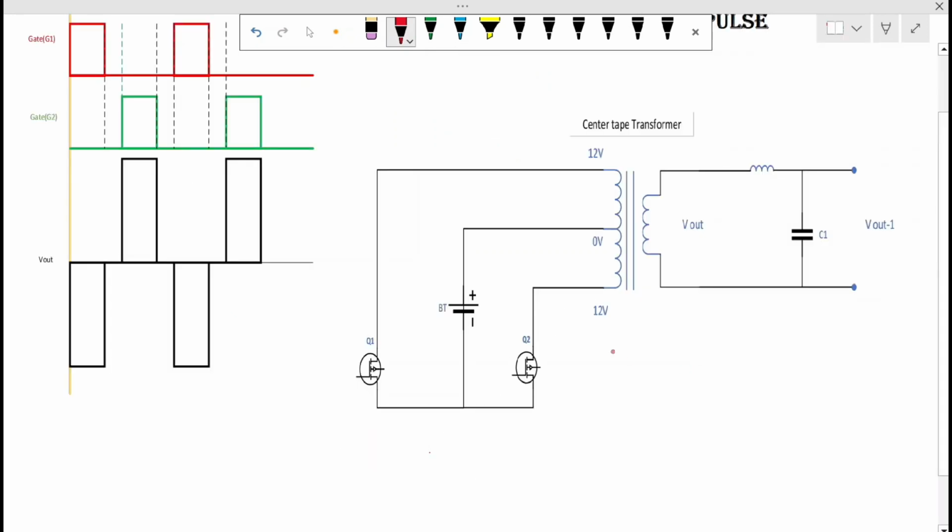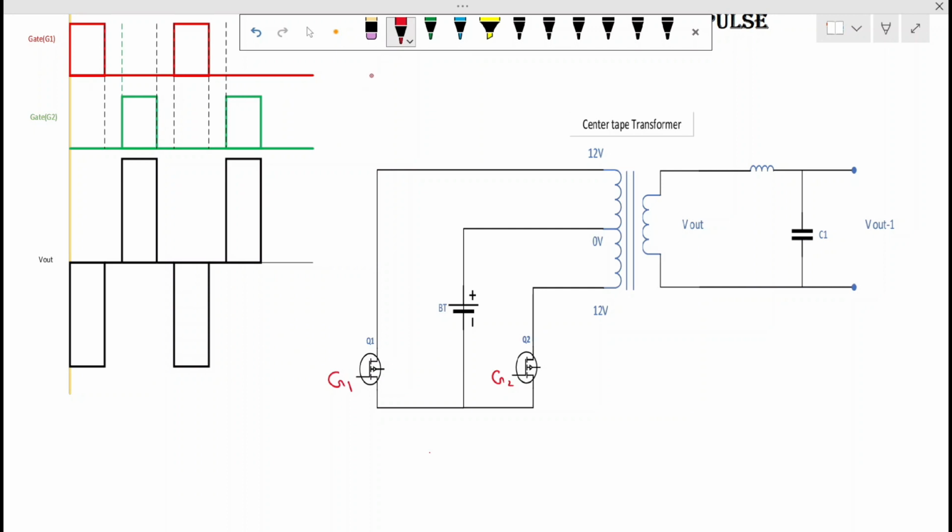So here the complementary pulses are G1, G2. As we previously discussed, this is the G1 and this is the G2. We have to give it. Complementary pulse is nothing but when G1 is on, that time G2 is 0. You can see it here. When G1 is high, that time G2 is 0. When G2 is high, that time G1 is 0.